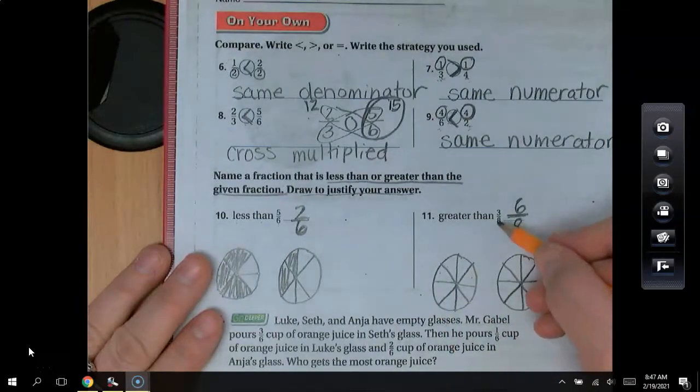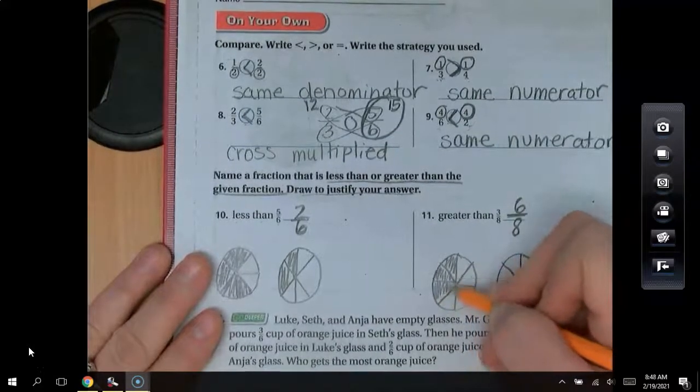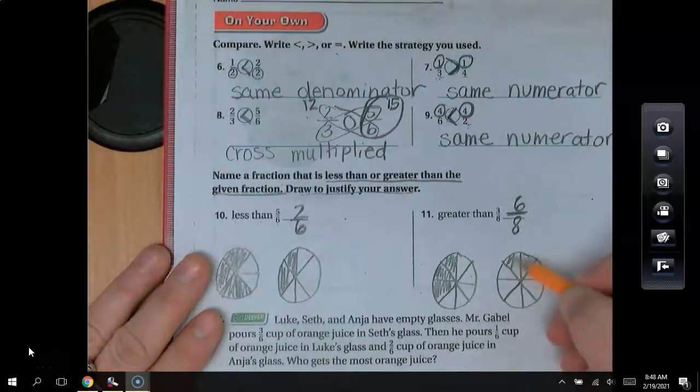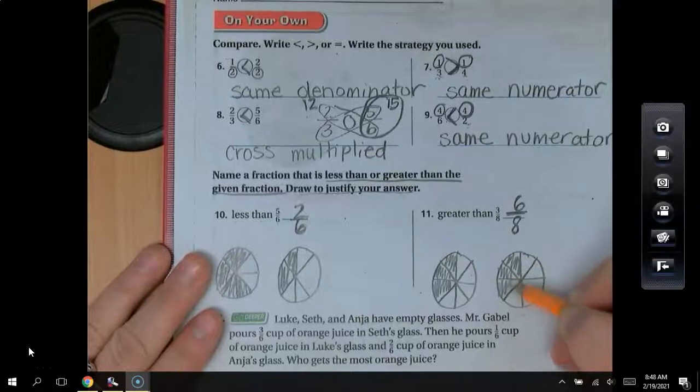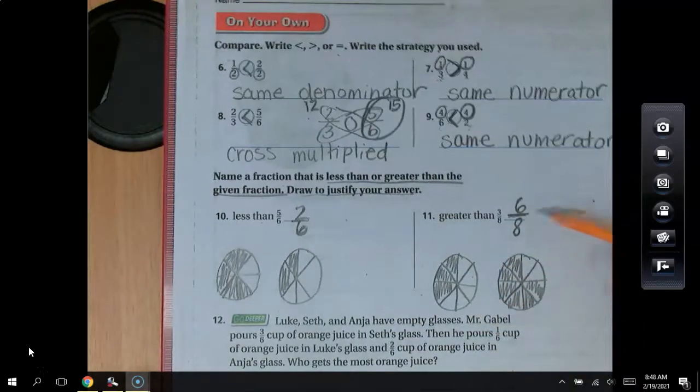First, we're going to shade in 3 pieces because the first fraction shows 3/8. Okay, and then my second fraction shows 6/8. So go ahead and shade in 6 pieces. Okay, so does it justify that 3/8 is less than 6/8? Yeah, 6/8 is greater than 3/8. Very good. We just justified our answer by drawing a picture.